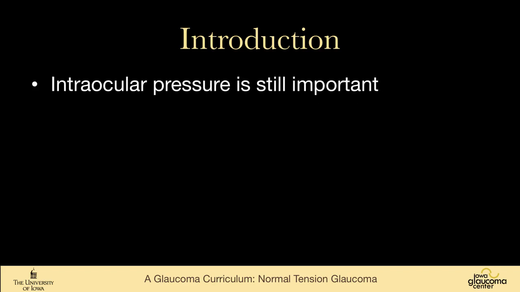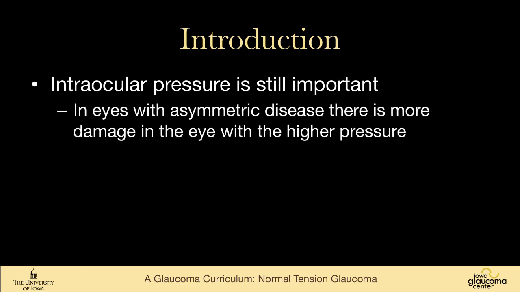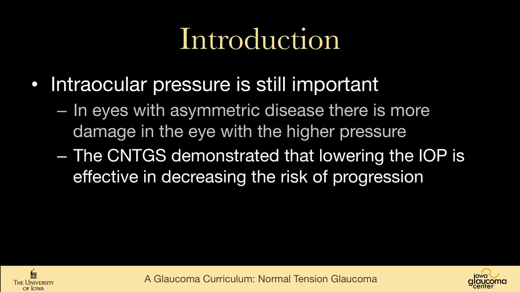And even though it's normal pressure glaucoma, normal tension glaucoma, the intraocular pressure is still important. In eyes that have asymmetric disease, there is more damage in the eye with a higher pressure. And as we'll talk about towards the end of this talk, in the Collaborative Normal Tension Glaucoma Study, lowering intraocular pressure is effective in decreasing the risk of progression.